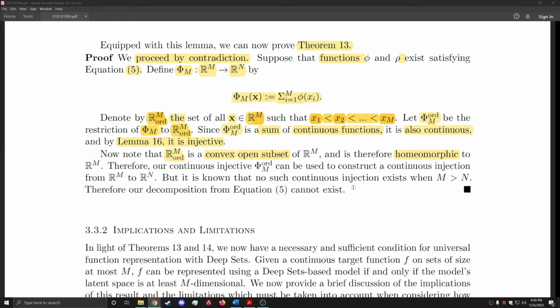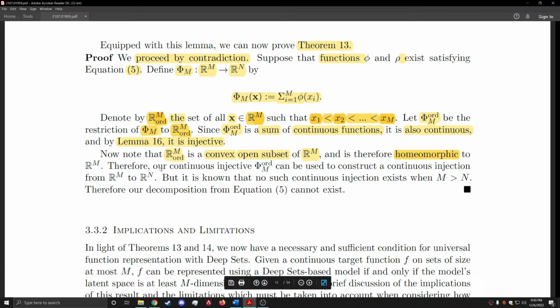And F has to be an open mapping. Now, F is required to be an open mapping because we're moving from an open subset R with dimensionality m to the other open subset R with dimensionality m, but this time it's ordered. They're both open subsets, and it's a function on those. Therefore, the function is required to be an open mapping. It should be homeomorphic. So our continuous function should be injective. We should be able to construct a continuous injection from our input dimensionality to our output dimensionality.